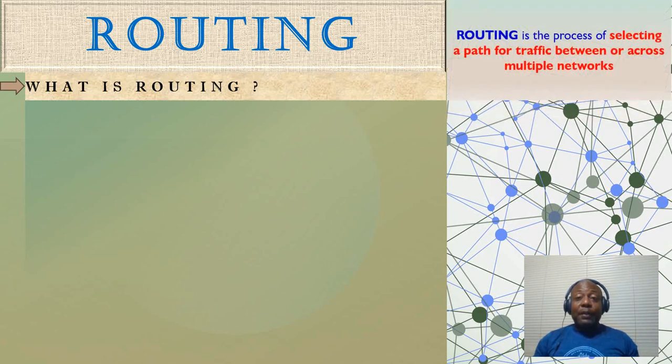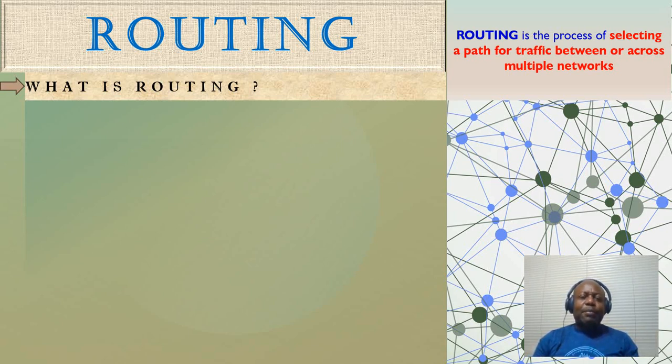In other words, routing is the process of selecting a path for traffic between or across multiple networks. Because you may want to make sure that if you have a device that is in one network that needs to talk to a device that is in another network, in the second network, you send that traffic to that network instead of the wrong one. So this is what we call the routing.